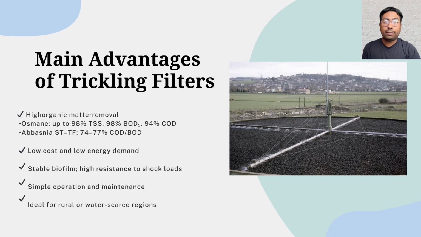First, trickling filters achieve high removal of organic matter. For example, in the study by Usmain, the system removed up to 99% TSS, 98% BOD, and 94% COD. The Iván study, which uses a septic tank combined with a trickling filter, also reports a strong performance, between 74 to 77% removal of COD and BOD.